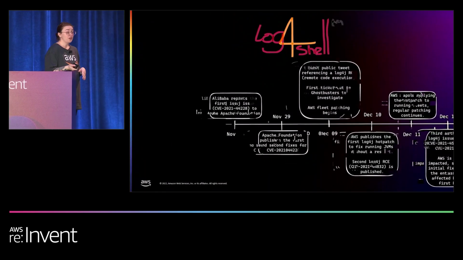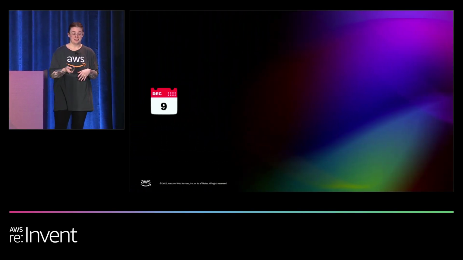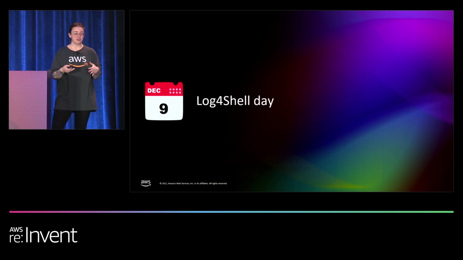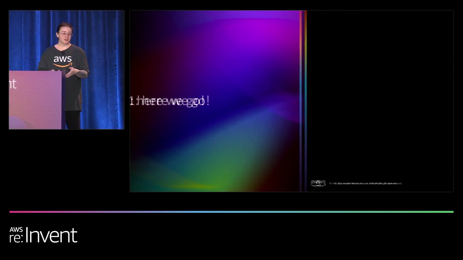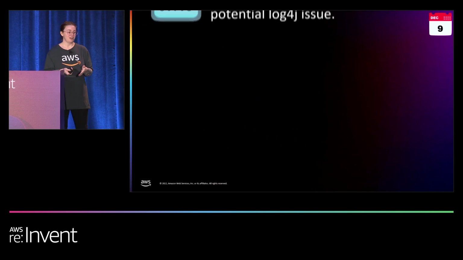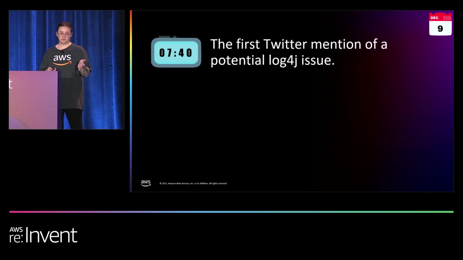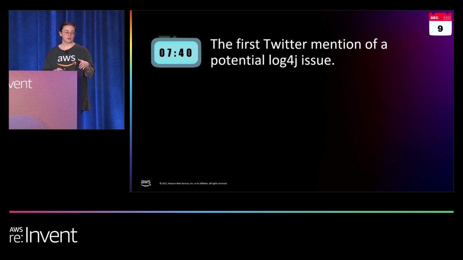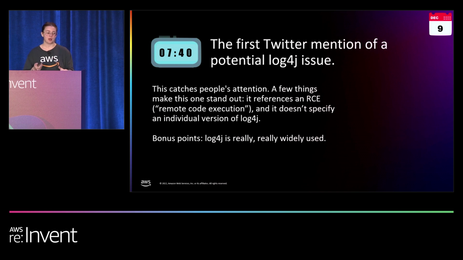But where things start to pick up is December 9th. For us, that's Log4Shell day one. This is when everything kicks off. So, what this looked like on the AWS side: at around 7:40 Pacific time, the first Twitter mention of a potential Log4j issue pops up.